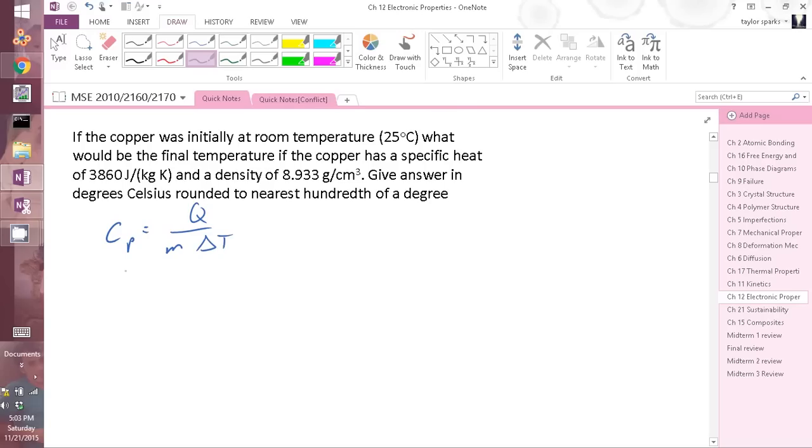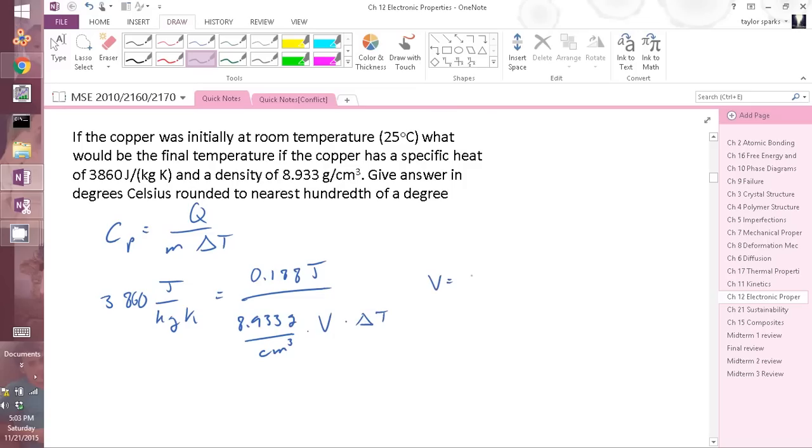So therefore, 3860 joules per kilogram Kelvin must be equal to the amount of heat that we're putting into it. In our case, that's 0.188 joules divided by the mass. We're not given the mass, but we do know the volume, and we're given the density, 8.933 grams per centimeter cubed. We need to multiply this by the volume of our sample in cubic centimeters, and then multiply that by delta T. So what's the volume?